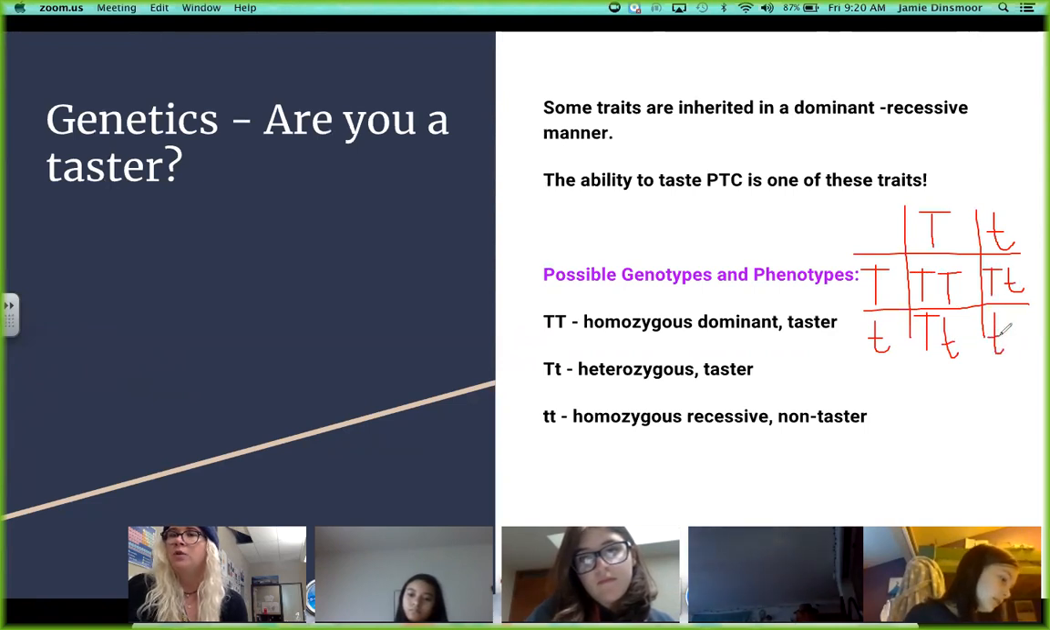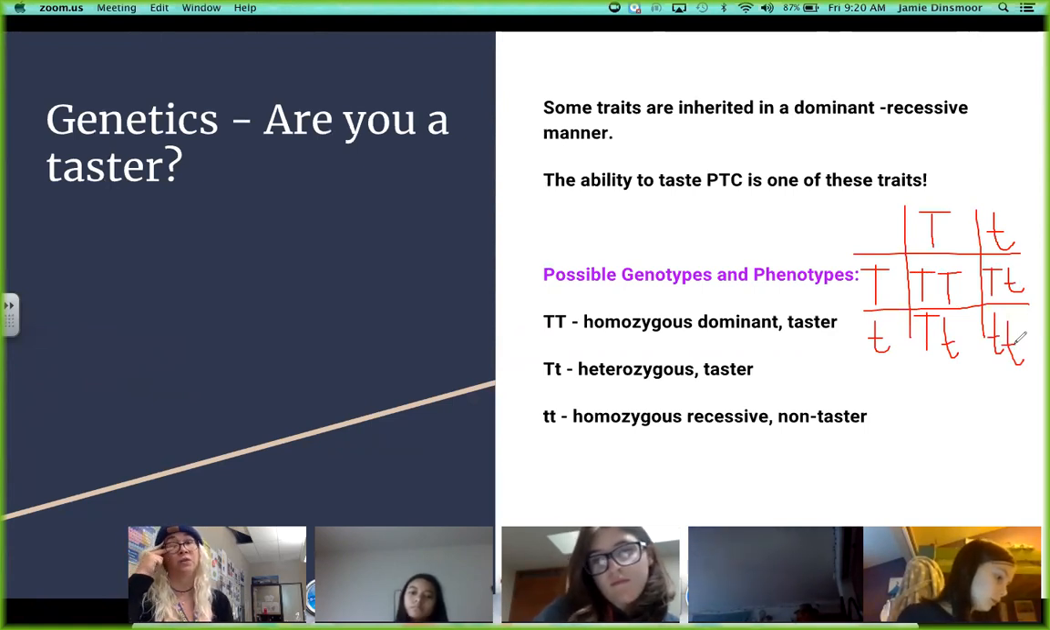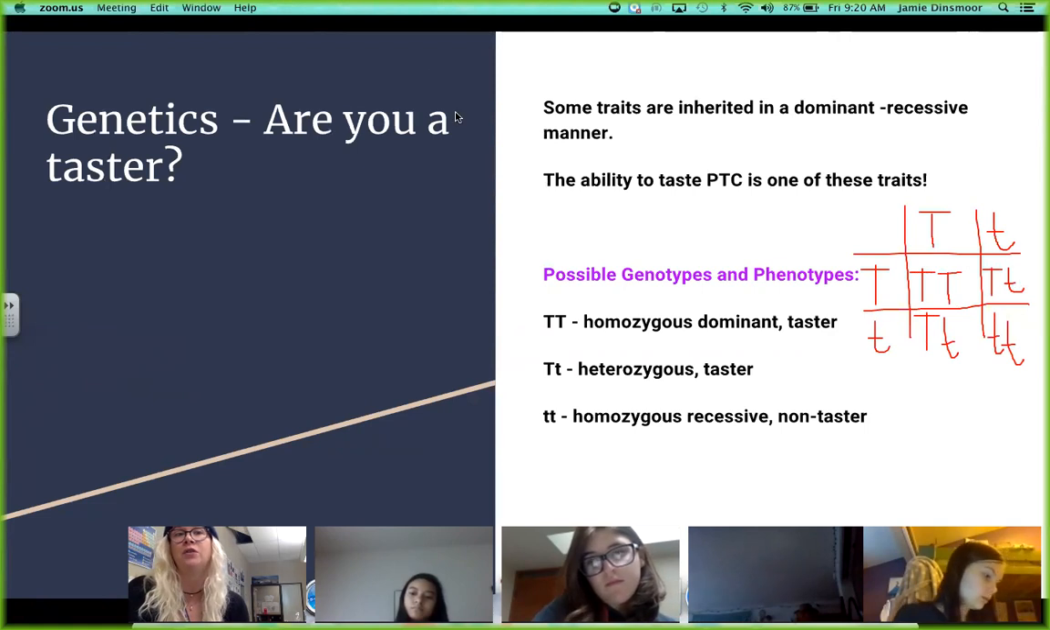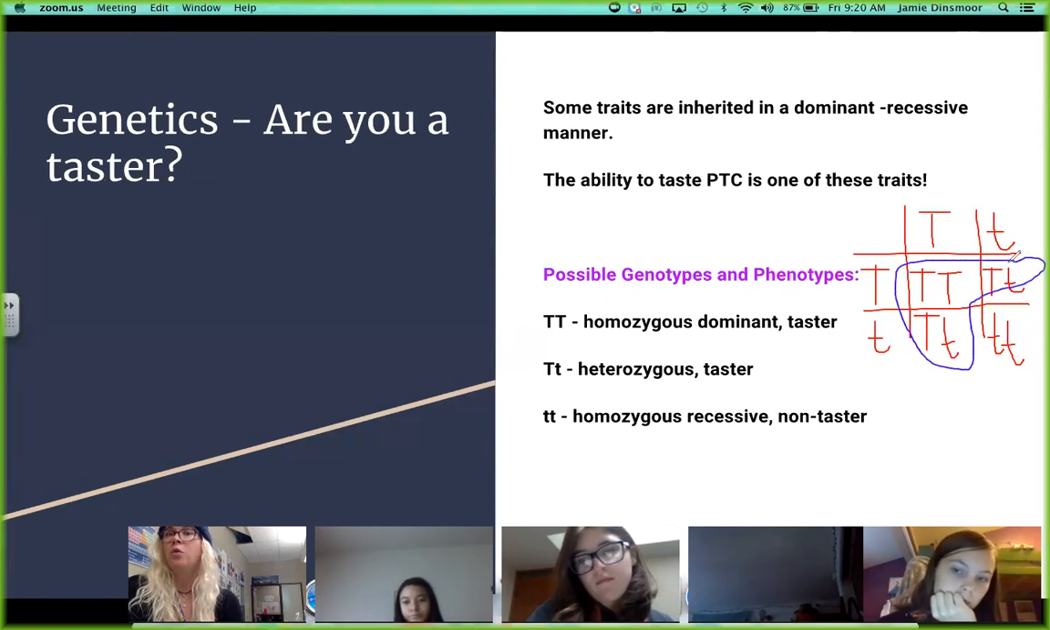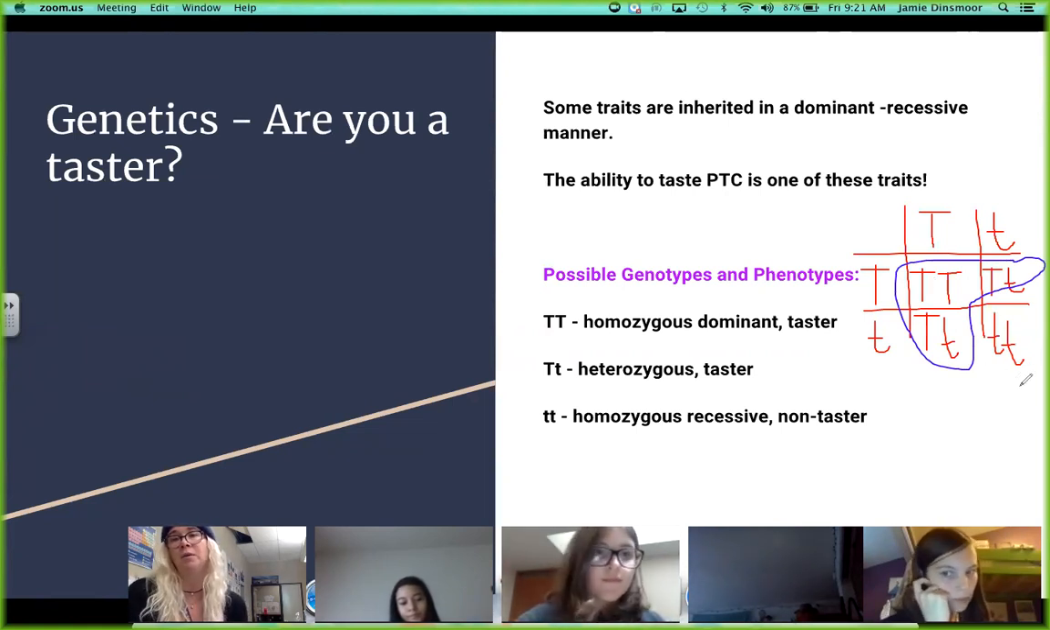So if we do this type of cross, it will help us predict what we would see in the population, and it's pretty right on. We would see about 75% of the population is able to taste, with 25% being homozygous dominant with 2 dominant traits. And then we would see 25% of the population being a non-taster.